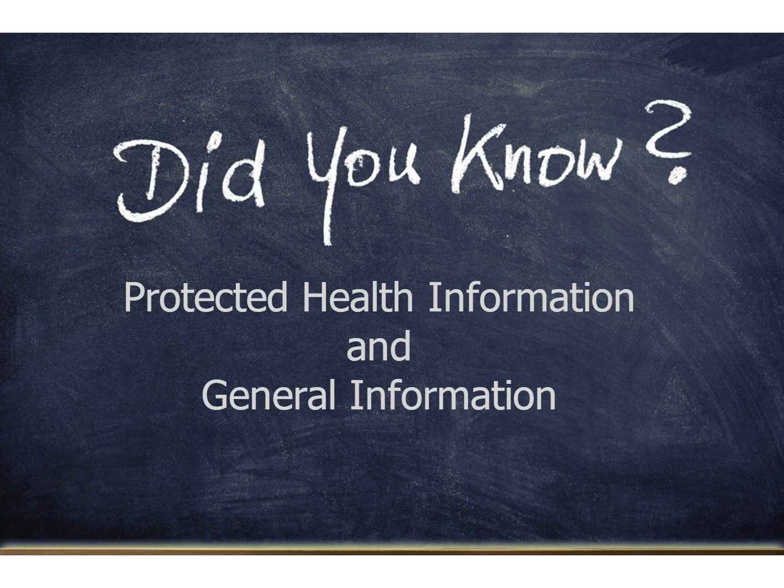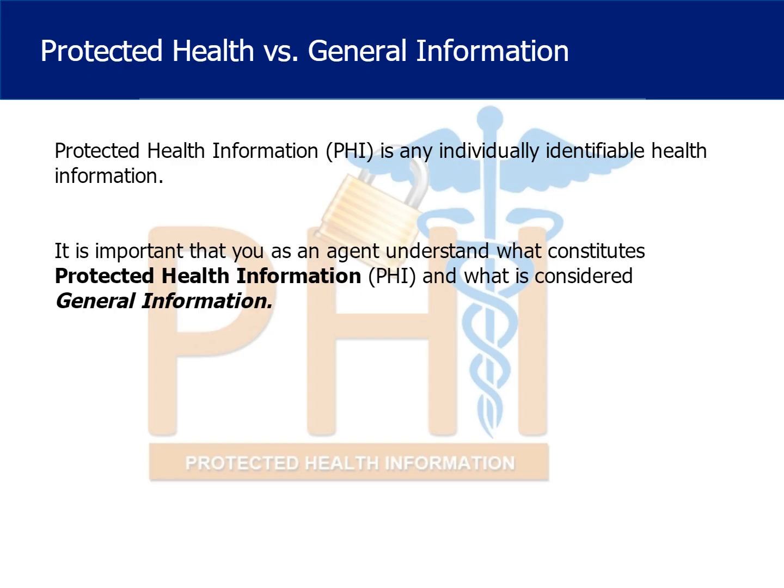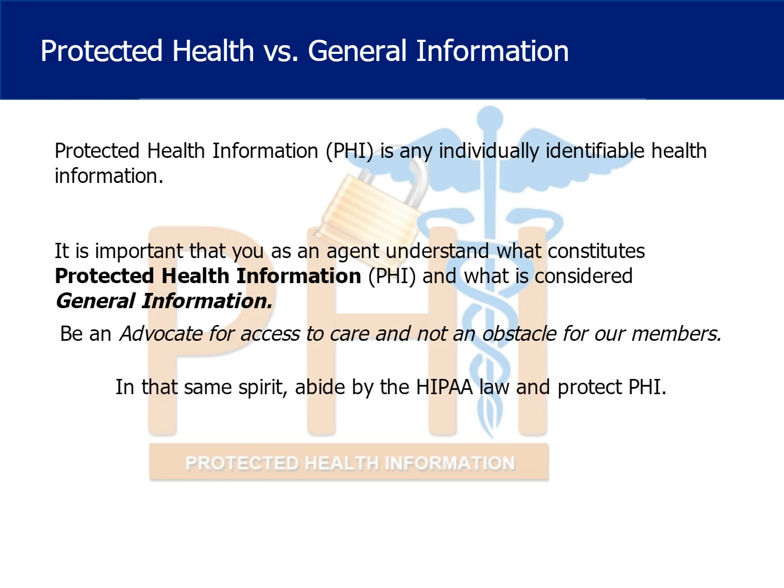Do you know the difference between protected health information and general information? In these sections, we will discuss the differences. PHI is any individually identifiable health information. It is important that you as an agent understand what constitutes PHI and what is considered general information. If the caller only wants general information, you may educate the caller without verifying any HIPAA information. It is important to recognize this, so that we may be advocates for access to care, and not an obstacle for our callers. In the same spirit of being advocates for our members, we must also abide by the HIPAA law and protect PHI. Let's take a look at the differences.